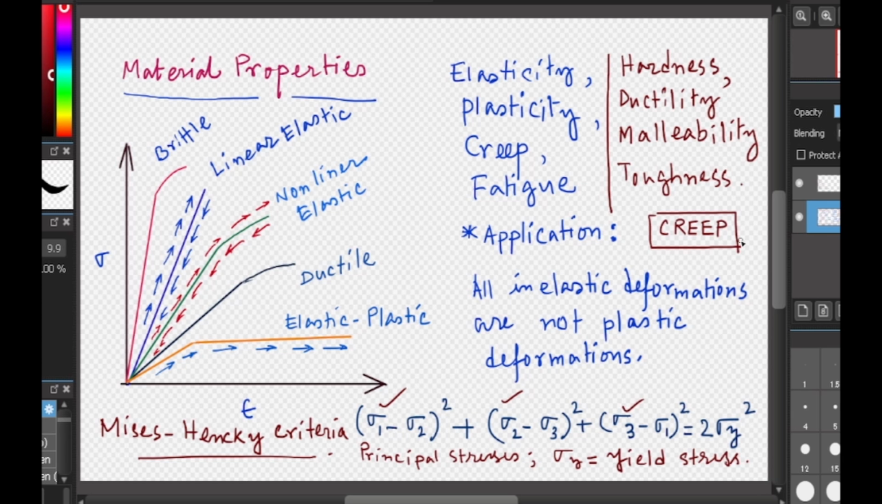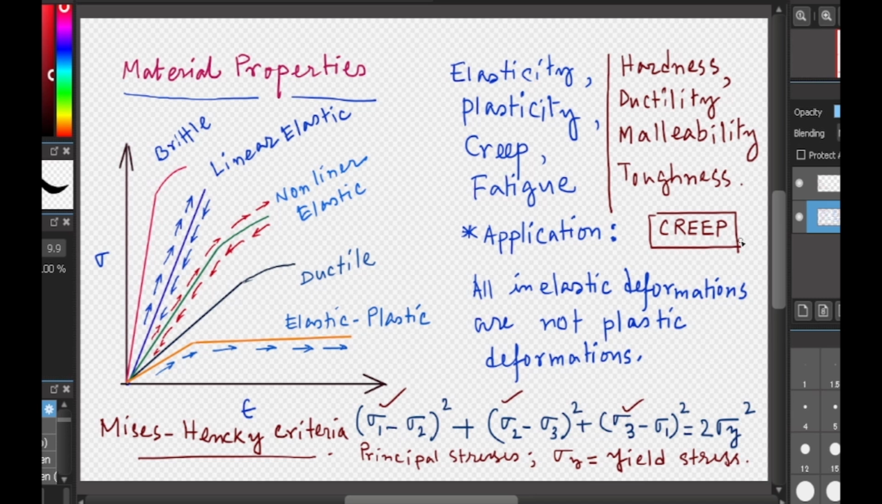So under creep, the material failure can occur depending on the time and temperature also. I mean time and temperature also become a very important governing factor. So this is the first possible introductory session regarding module 1.